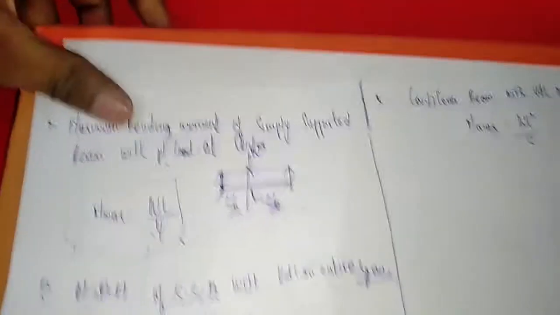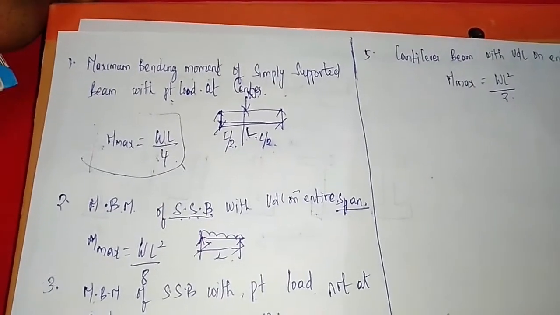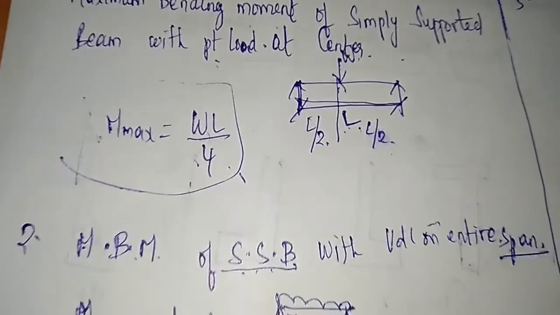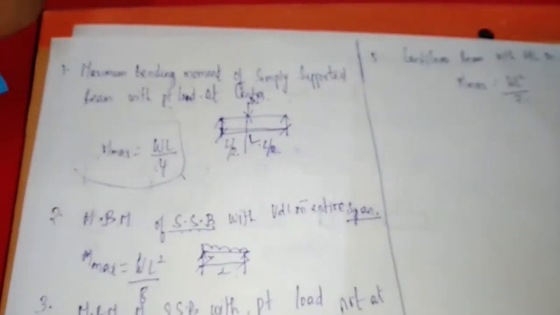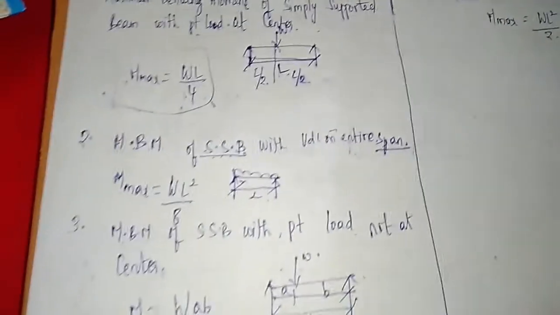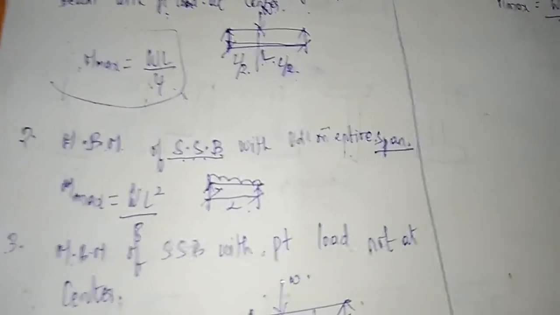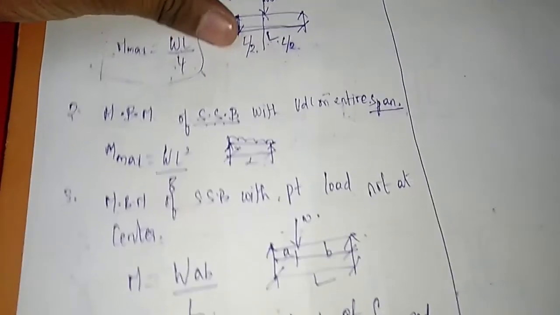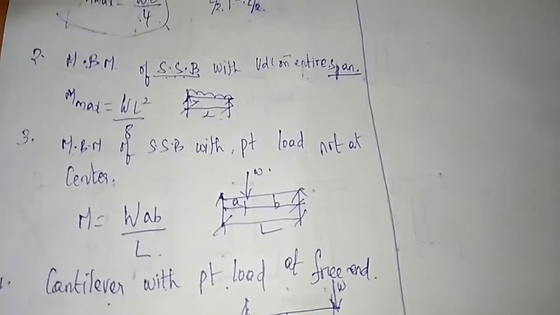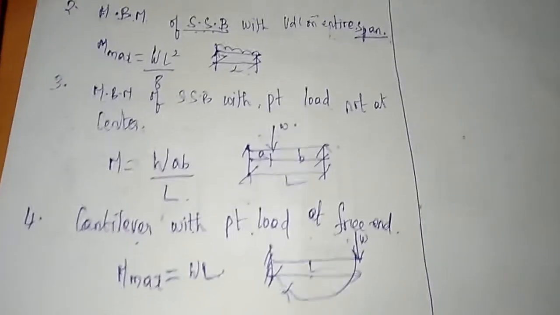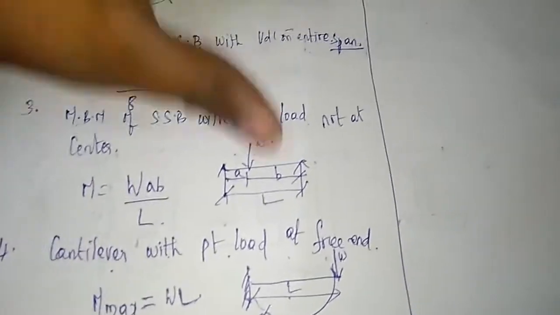The maximum bending moment of a simply supported beam with point load at center is M max equal to WL by 4. If there is UDL on the entire span of a simply supported beam, it is WL square by 8. Keep it in mind, WL square by 8. Maximum bending moment for simply supported with point load not at center is WAB by L. So this is all for simply supported.